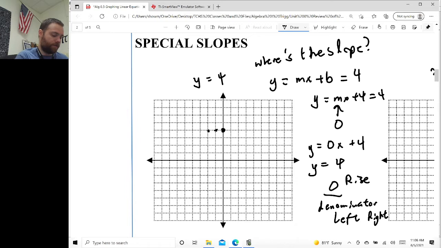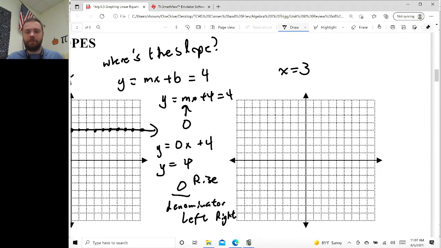Okay, so let's do that. So I'm not rising. I'm not going down or up. I'm just staying straight, okay? And then the other side, just like that. So it's just a straight line. So whenever you're working with y equals a number, that just means the slope is 0, okay? And that's it. Okay.